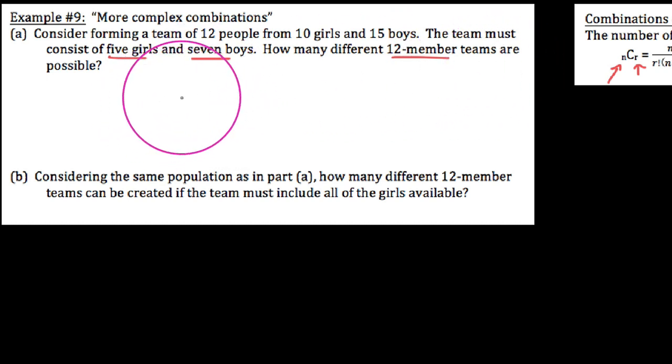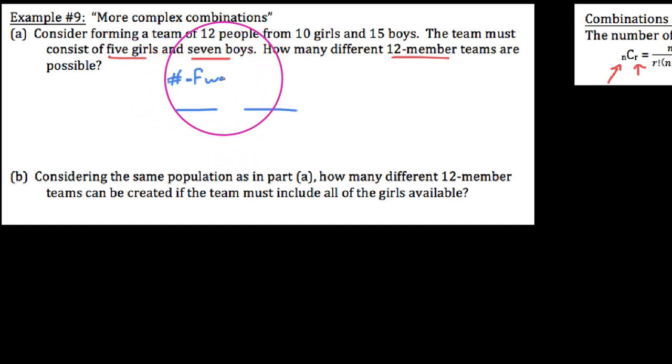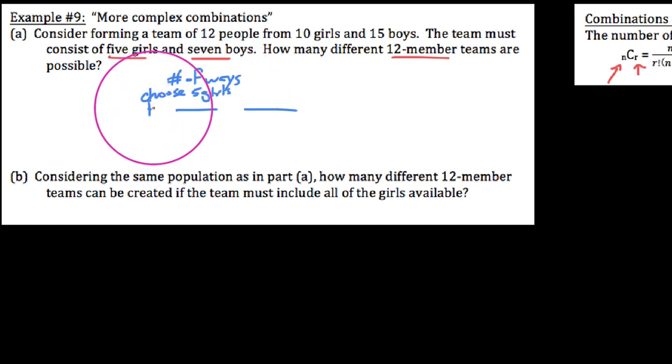Okay, so here's how this is going to play out. I'll take you through this example. What we're going to do is this. We say the number of ways that we could choose 5 girls from, and we have 10 total girls. So 10 girls. We're going to choose our girls first, and then we'll choose our guys.